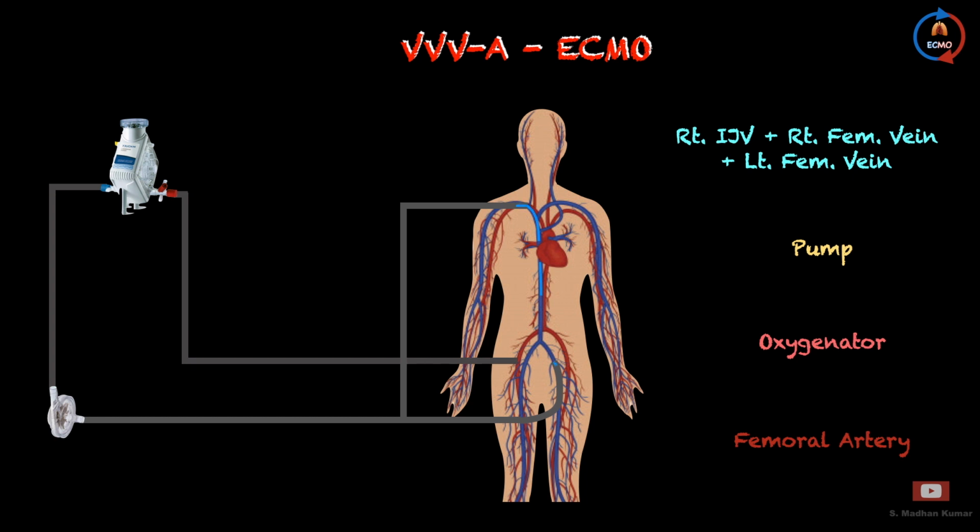This configuration is draining the venous blood from the right IJV, right femoral vein and left femoral vein, gets oxygenated, and the oxygenated blood is given back through the femoral artery. We use triple venous drainage cannulas here for optimal drainage.